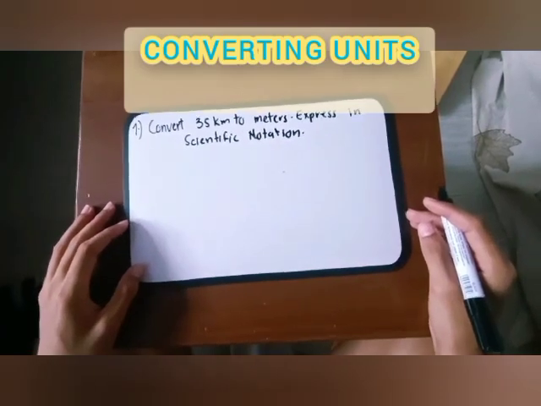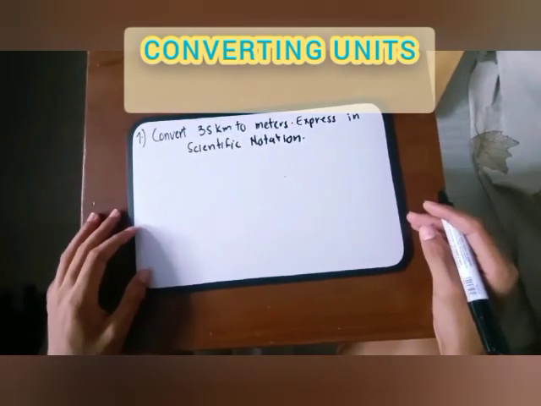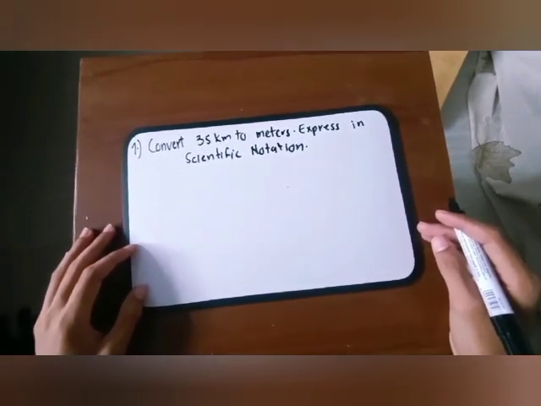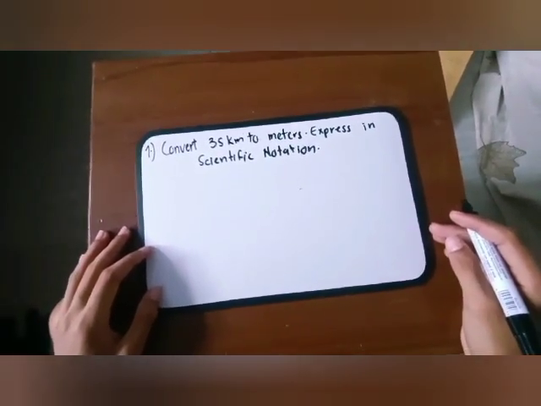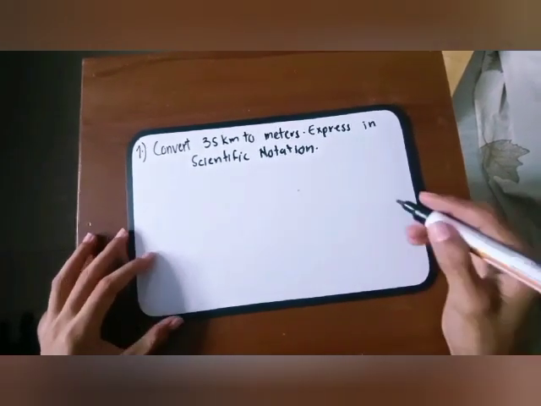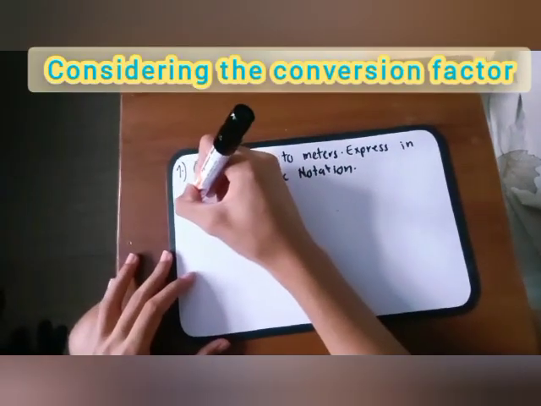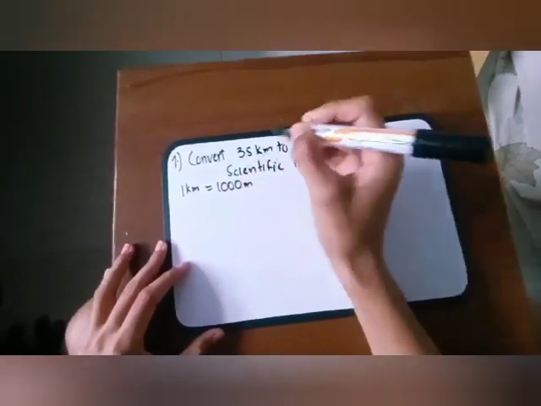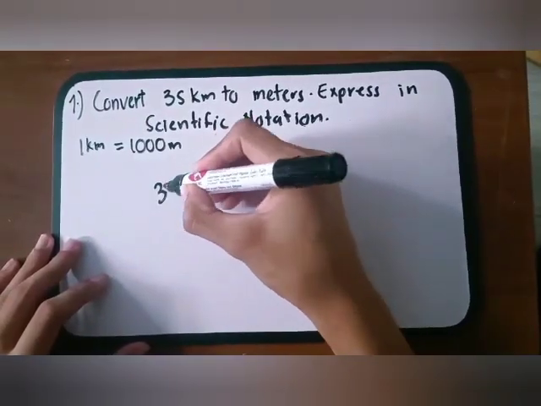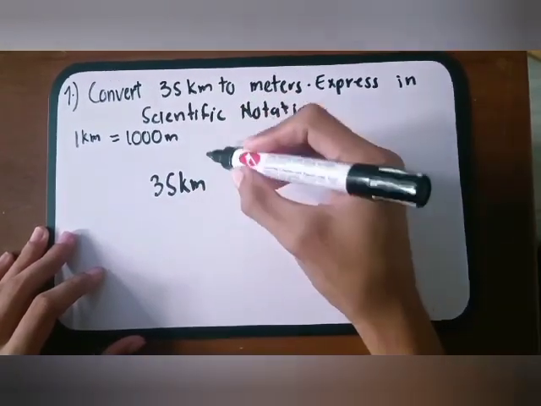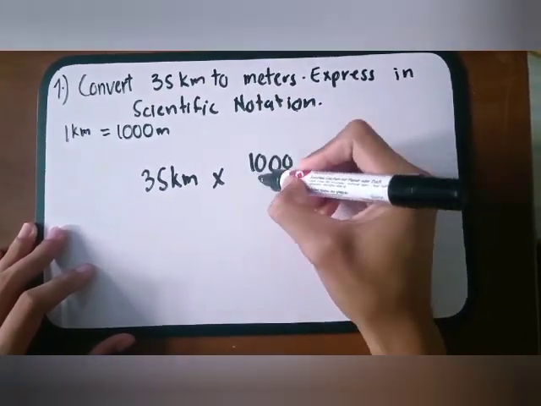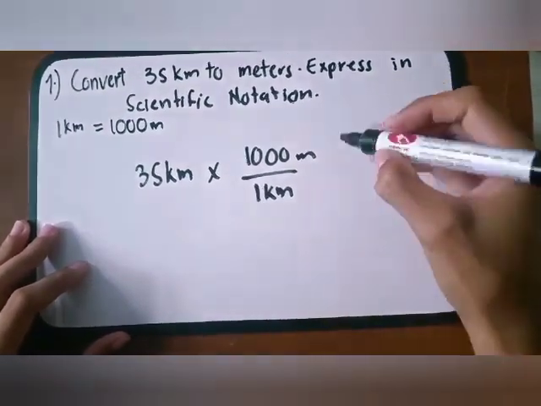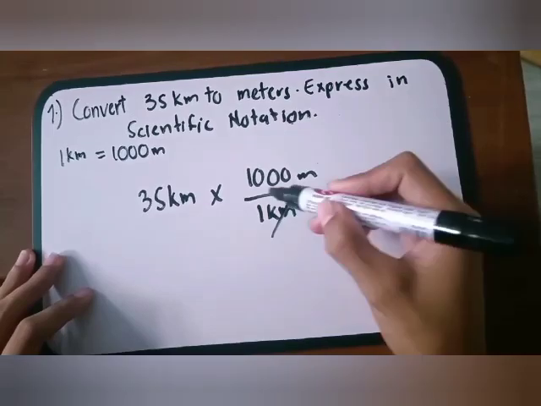So this is the first example of converting units. Convert 35 kilometers to meters and express it in scientific notation. So first, given that 1 kilometer is equivalent to 1,000 meters, 35 kilometers times 1,000 meters over 1 kilometer. And then simply cancel kilometer.